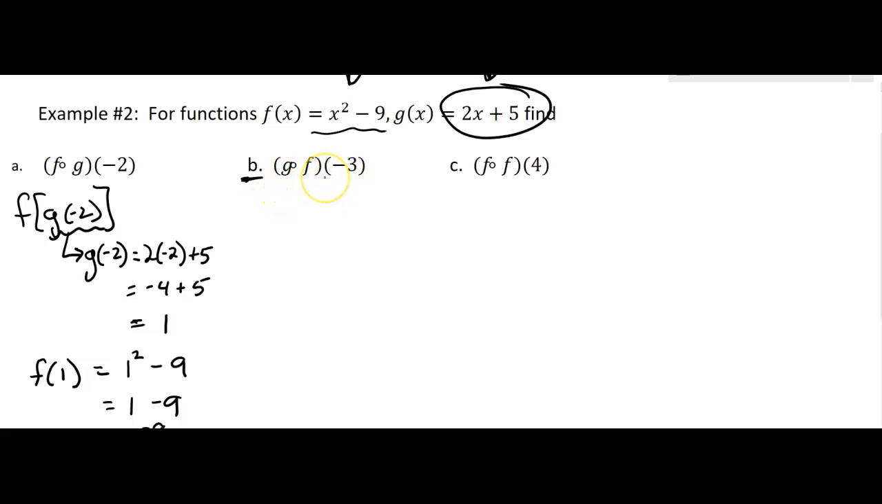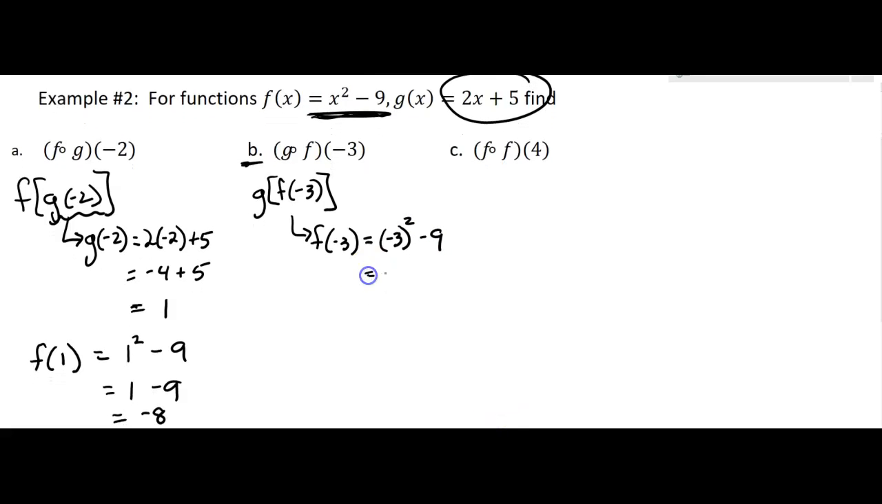All right, so this one says g of f of -3. So we want g of f of -3. So first find f of -3. f of -3 is going to be, now I've got to go to the f function, -3 squared minus 9. I'm using this one right here, and I'm putting in a -3. I'm going to get 9 minus 9, which is 0.